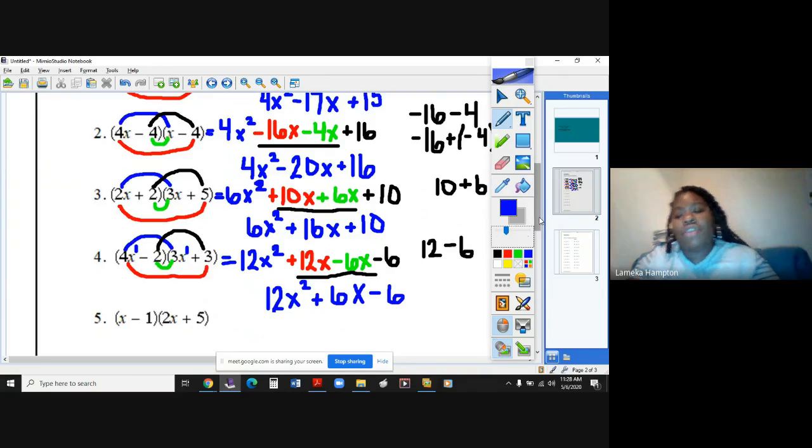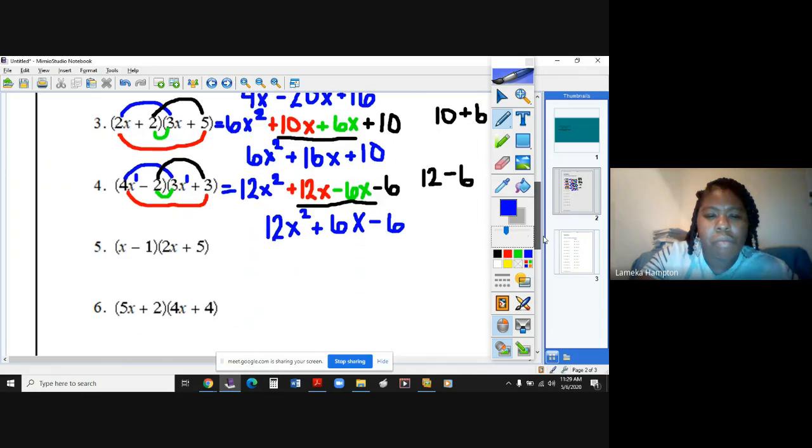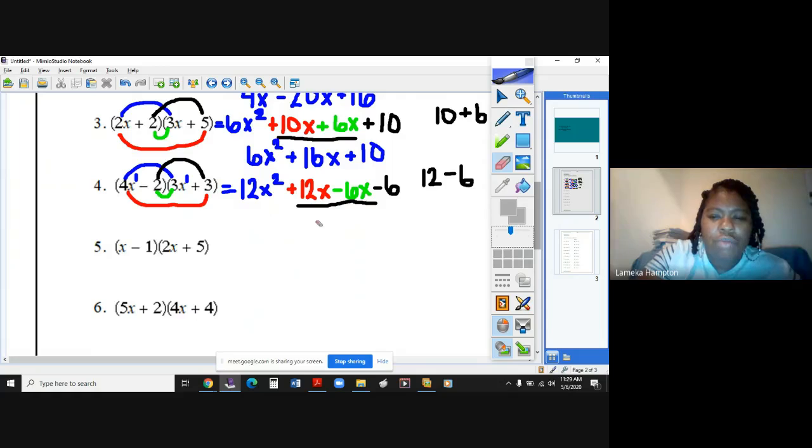All right, so we're going to continue. We're almost halfway there with our review for today. All right, so let me make sure. Matter of fact, I knew I wrote that too big. Because I'm not going to have room for number 5. Let me rewrite that. 12x squared plus 6x minus 6. Okay.